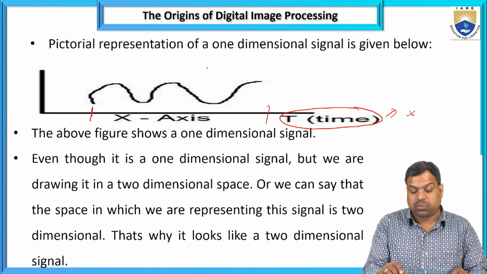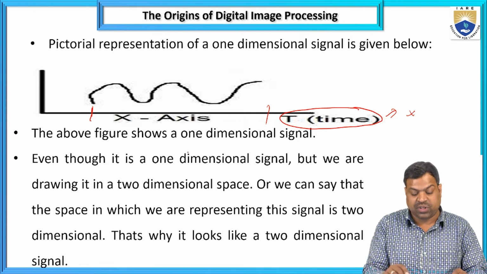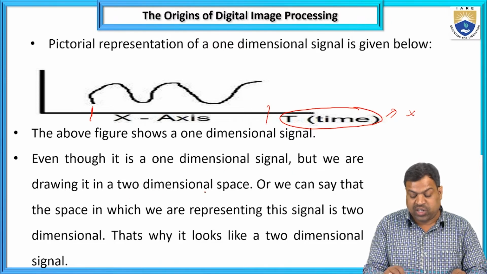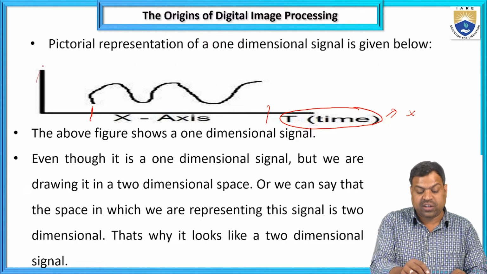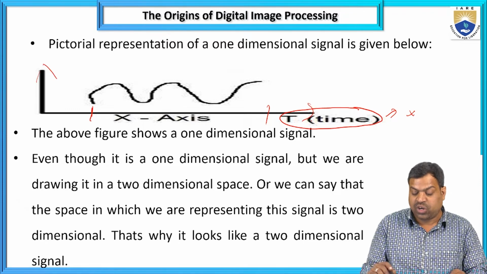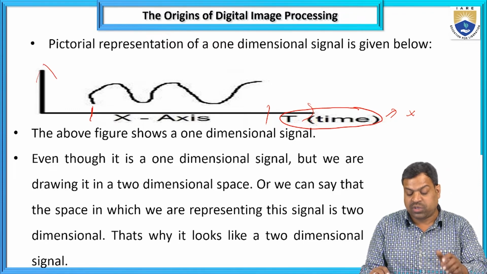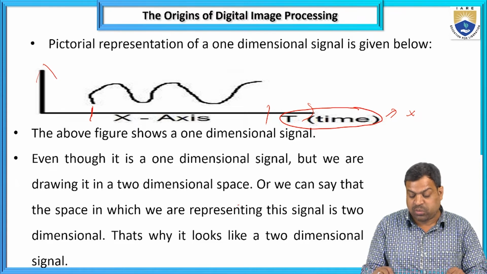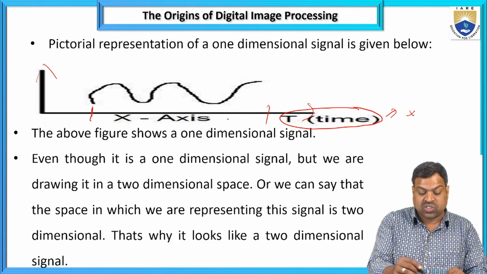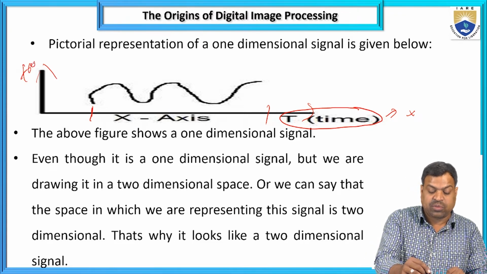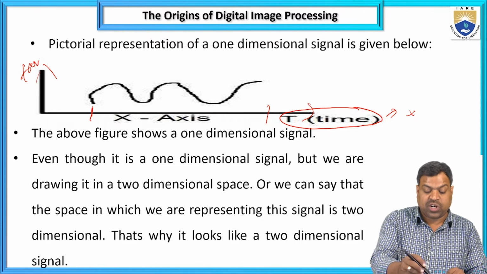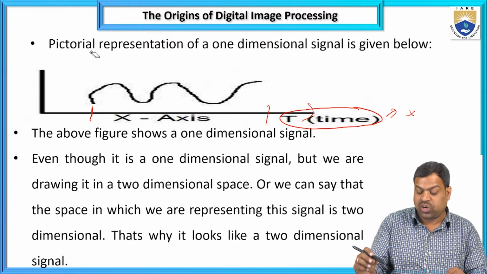So the pictorial representation of a one-dimensional signal is given by the above figure. Even though it is a one-dimensional signal, we are drawing a two-dimensional space. But I am considering only one dimension, because it is time. Suppose I needed frequency, I would take it as a y-axis, but I have no need of this one. So that is the reason I am taking only one dimension.